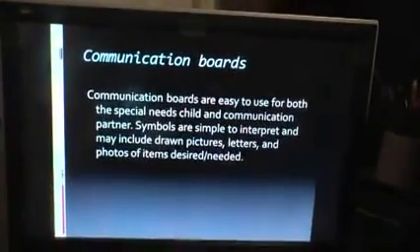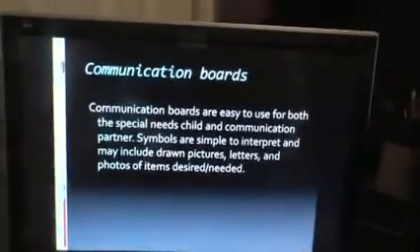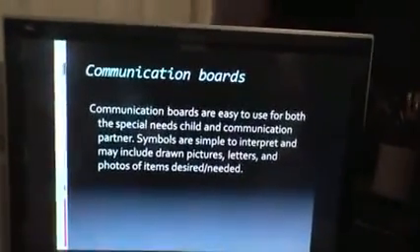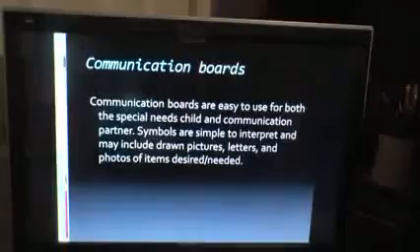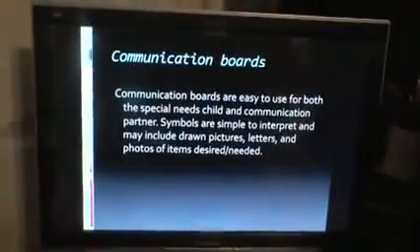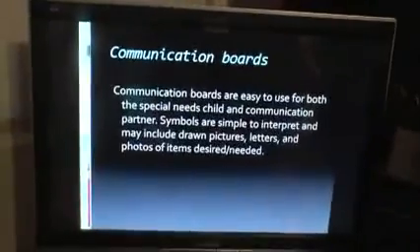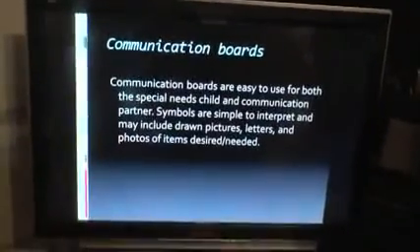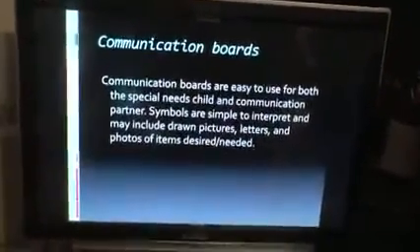The next is something that I use a lot in my classroom. This is a communication board. Communication boards are easy to use for both the special needs child and the communication partner. Symbols are simple to interpret and may include drawn pictures, letters, and photos of items desired or needed.